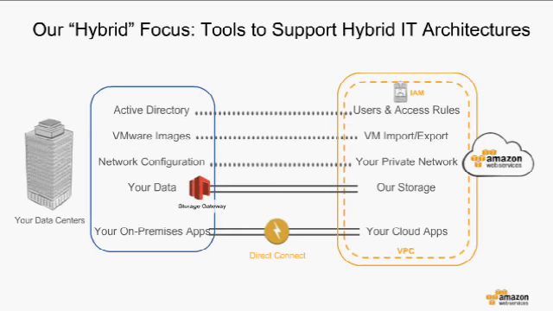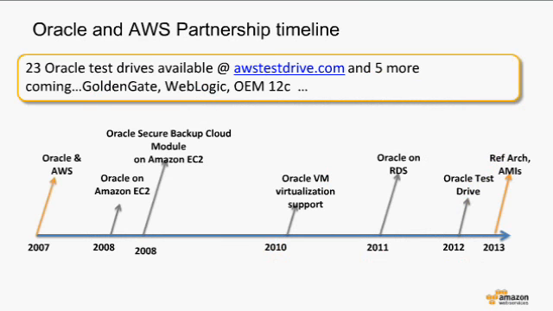So what does the AWS-Oracle relationship look like? This is the longest standing relationship that Oracle has had with any cloud provider, and the longest relationship that AWS has had with any enterprise provider, starting in 2007. In 2008, they started using our compute, EC2, which is our compute platform. Also in 2008, they allowed secure backup, so you can use the secure backup module, RMAN, to back up into the cloud. Then came VM support in 2010.